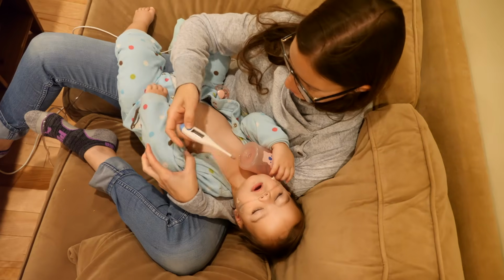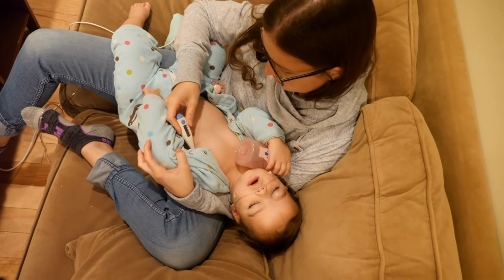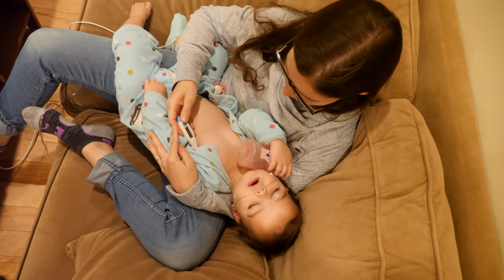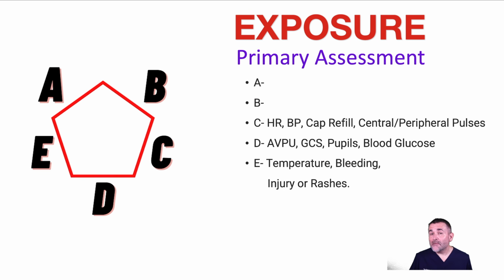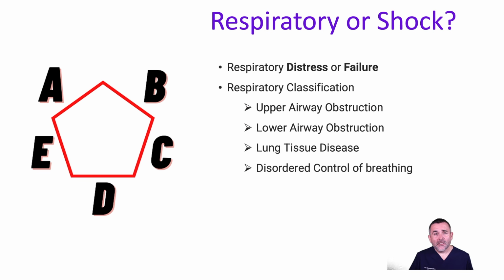This means monitoring the child's temperature and examining the skin for evidence of injury, bleeding, or rashes. It starts with a complete head-to-toe visual examination of the skin and the body, including the patient's back and perineal area. So we need to decide if it's a respiratory or shock case. If it's a respiratory case, we need to decide if it's respiratory distress or failure. And from there, it can be classified into one or more of the following types: upper airway obstruction, lower airway obstruction, lung tissue disease, and disordered control of breathing.